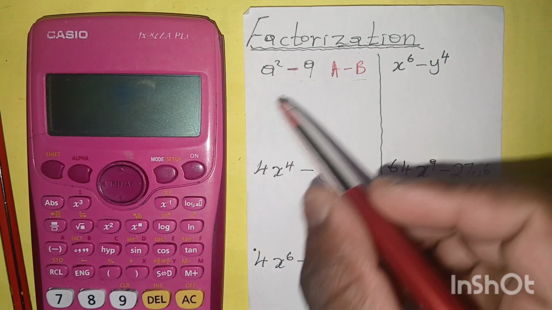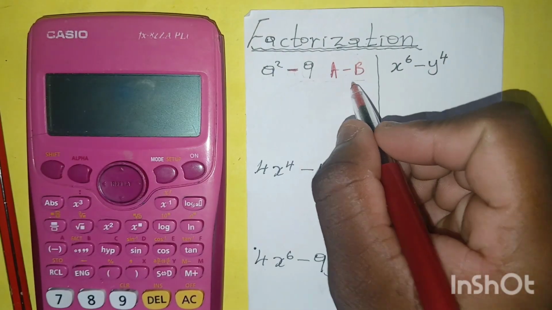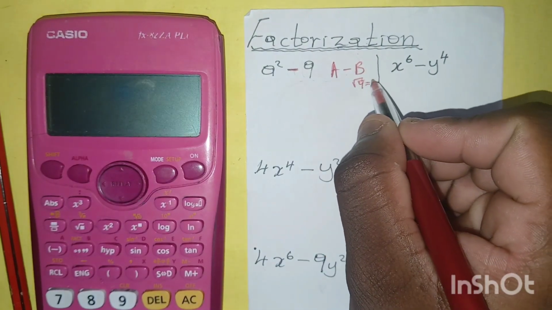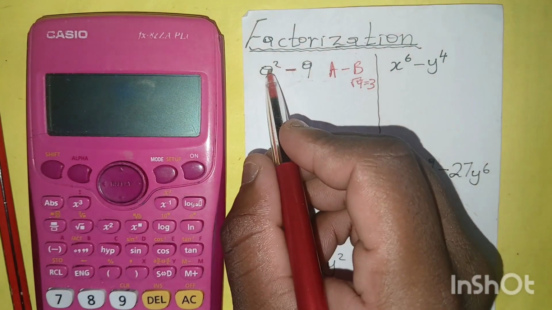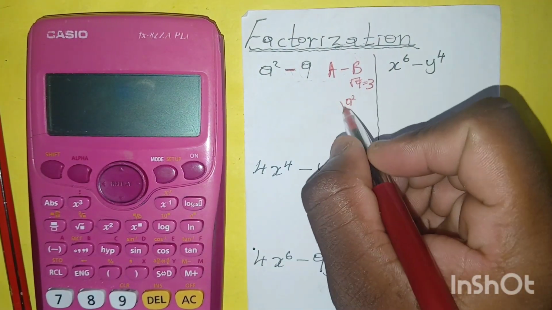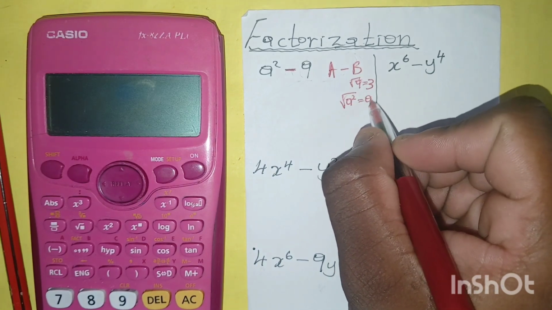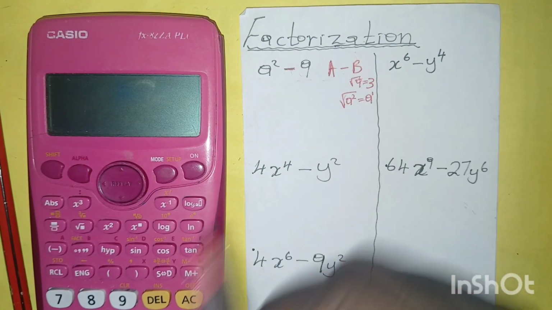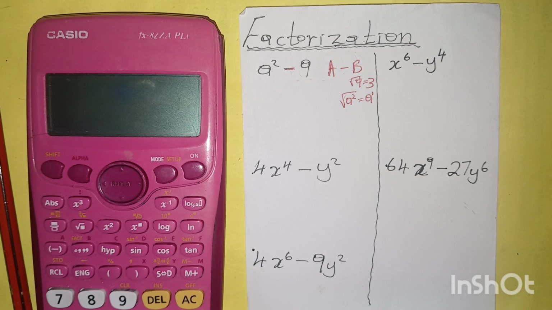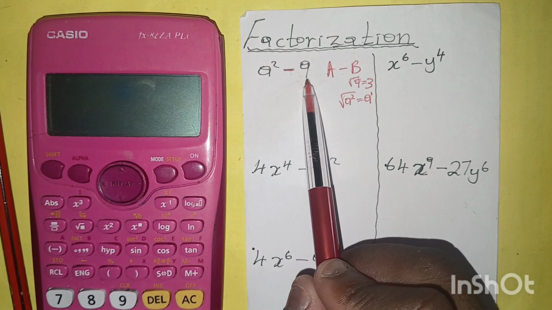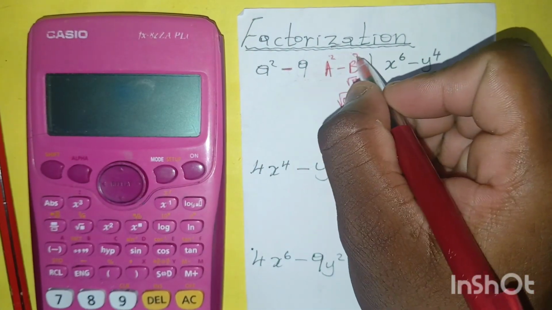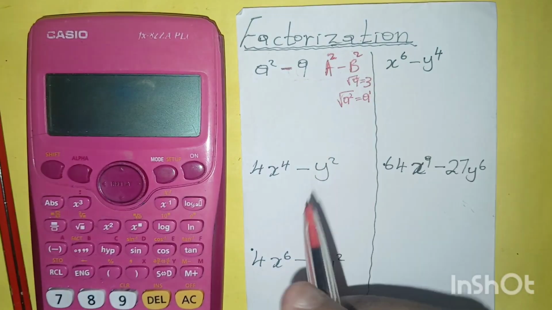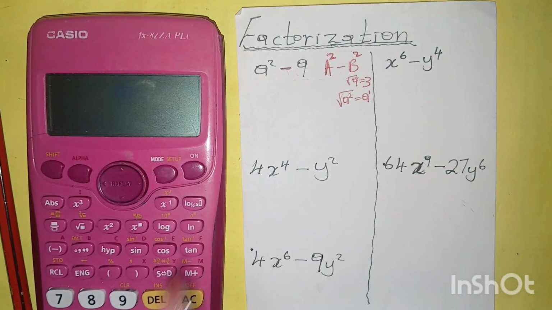To know that, are you able to take the square root of 9? The square root of 9 is 3. And now the square root of a squared, we will have the exponent. It means it's only a with 1 there, but that 1 you take as an invisible 1. So if we are able to take the square root of 9 and of this thing, it means difference of two squares, we can apply it here.